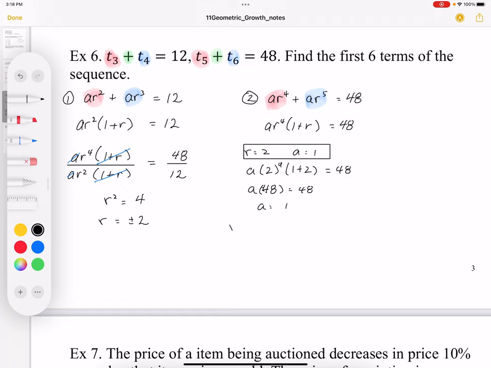Okay, and then when R is equal to negative 2, I'm going to plug that into the same equation. So A times (negative 2) to the power of 4, times (1 minus 2), equals 48. Okay, so this ends up being 16 times negative 1, so that's negative 16A equals 48. A then is equal to negative 3, so when R is equal to negative 2, A is equal to negative 3. So that's my other solution. Okay, so there we go.